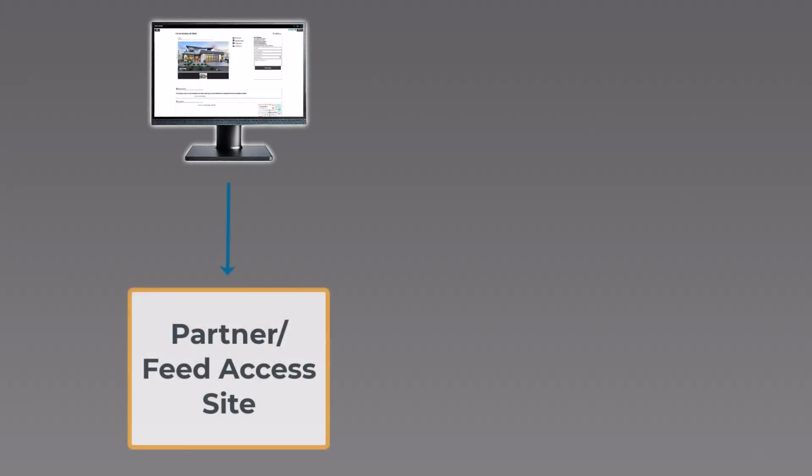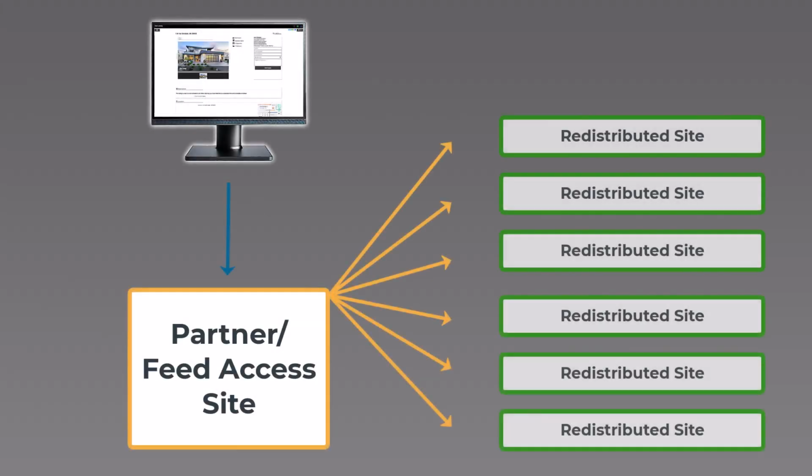With all of these methods, your listing might now be on hundreds of websites, but it doesn't end there. Once a site has your listing in their database, they might redistribute. This can multiply the number of sites your listing is on very quickly.